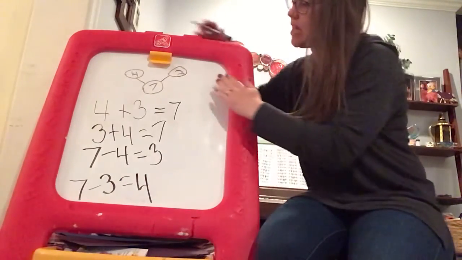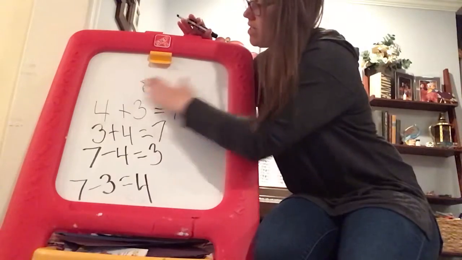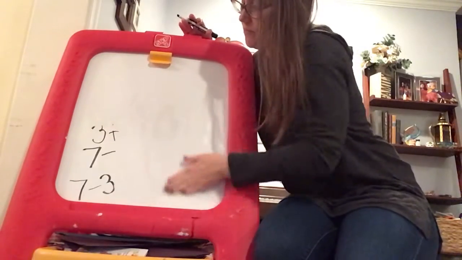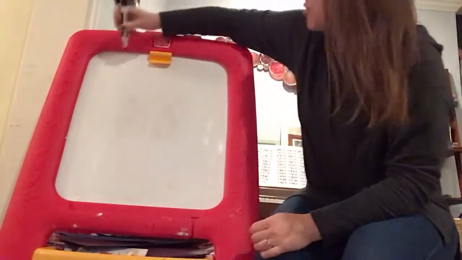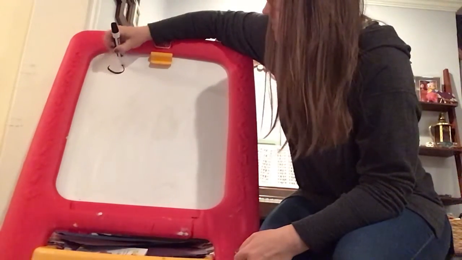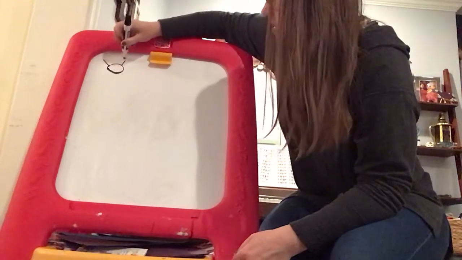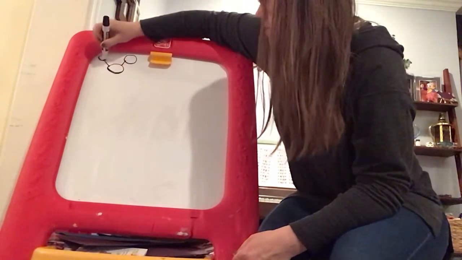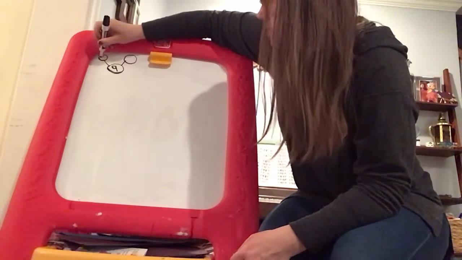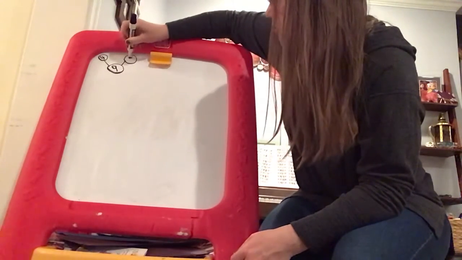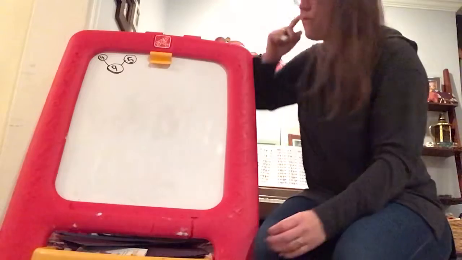So let's do this again with a new set of numbers. I'm going to show you the number bond over here. All right. This time I'm going to do 9, and the two parts are going to be 5 and 4.